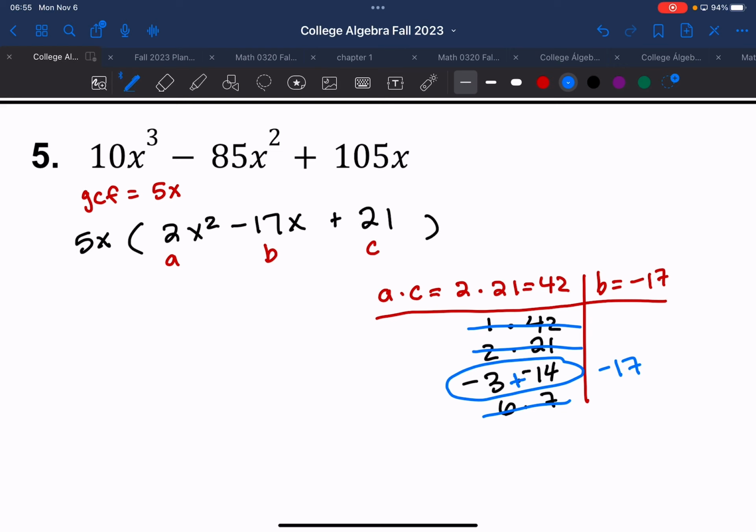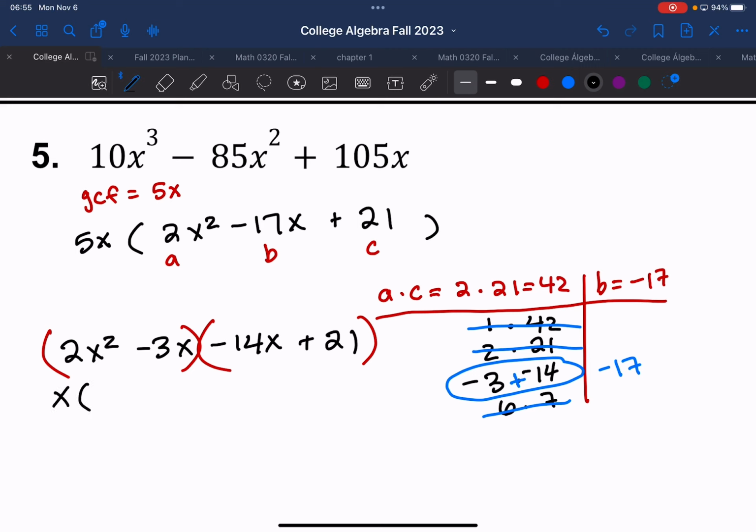Okay, so now rewriting our problem, we have 2x squared minus 3x minus 14x plus 21. I expanded my B term and wrote my two numbers in there. Now I do factor by grouping. What's the GCF I can take out of the first group? Just an x. And I'd be left with what? 2x minus 3.